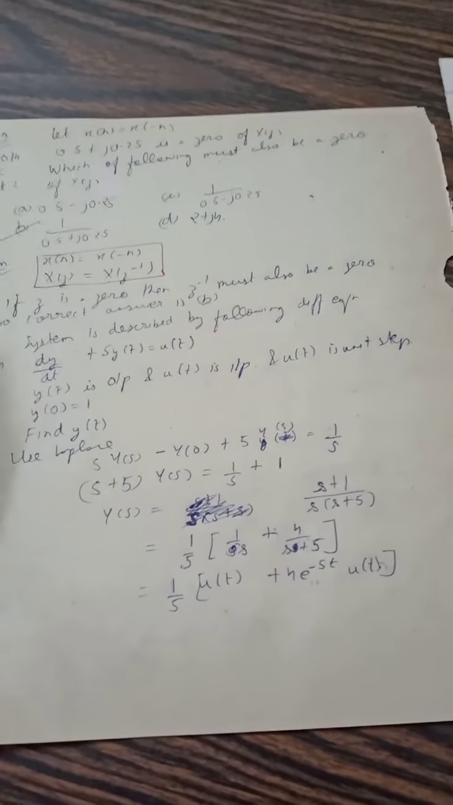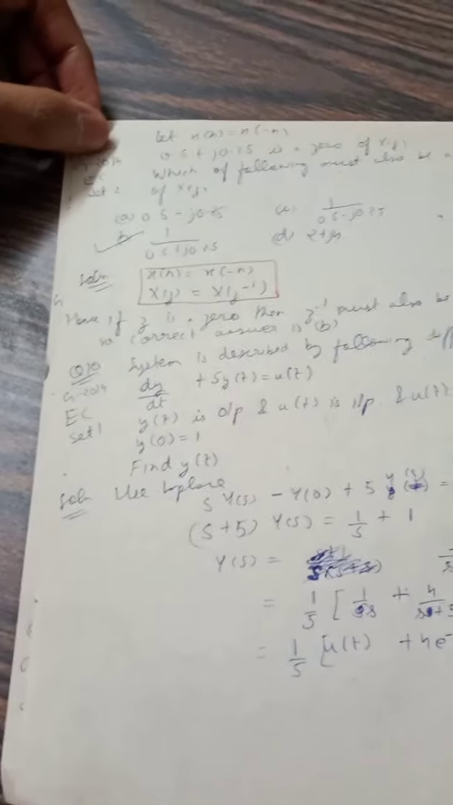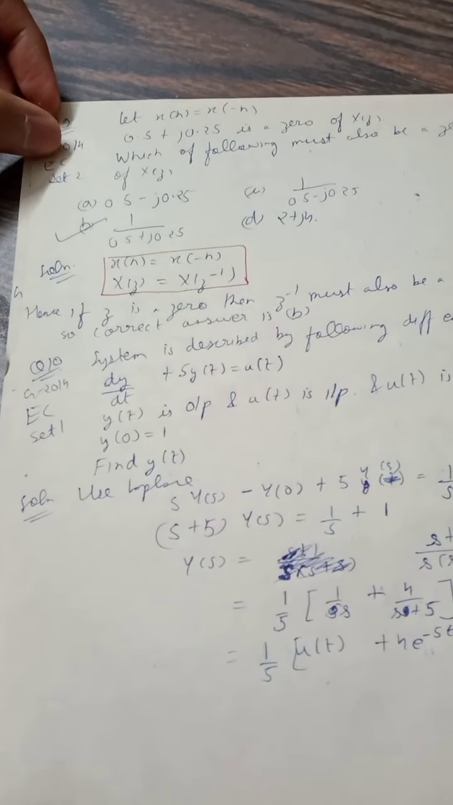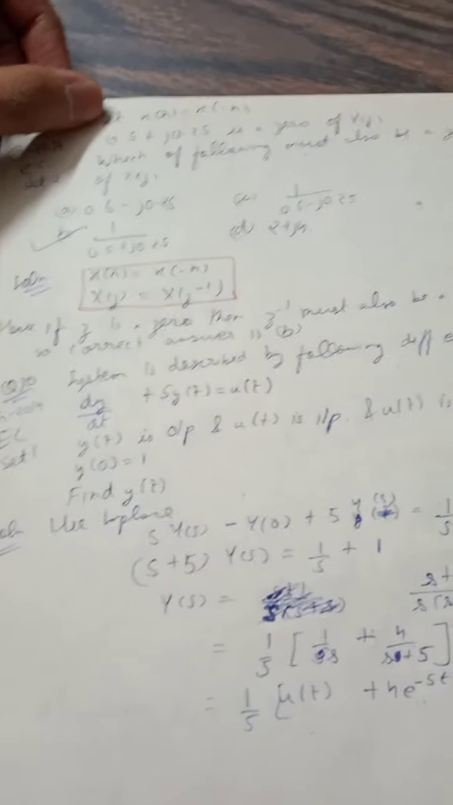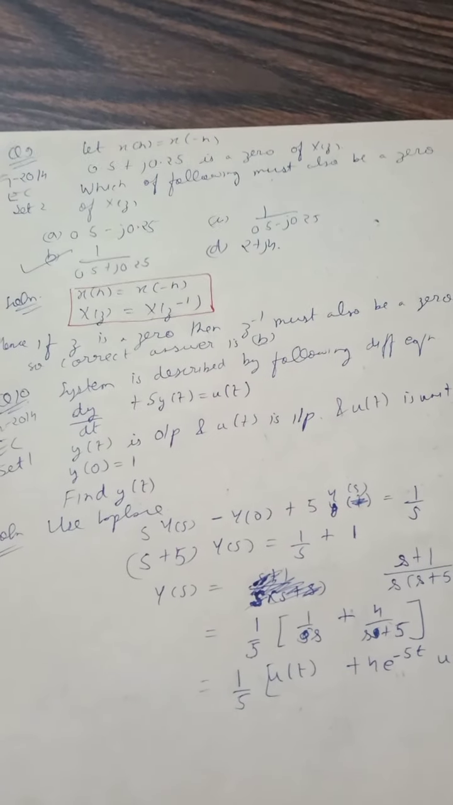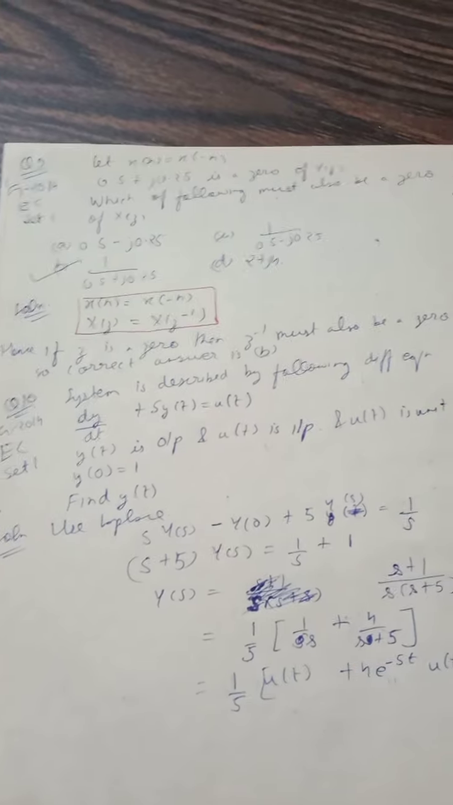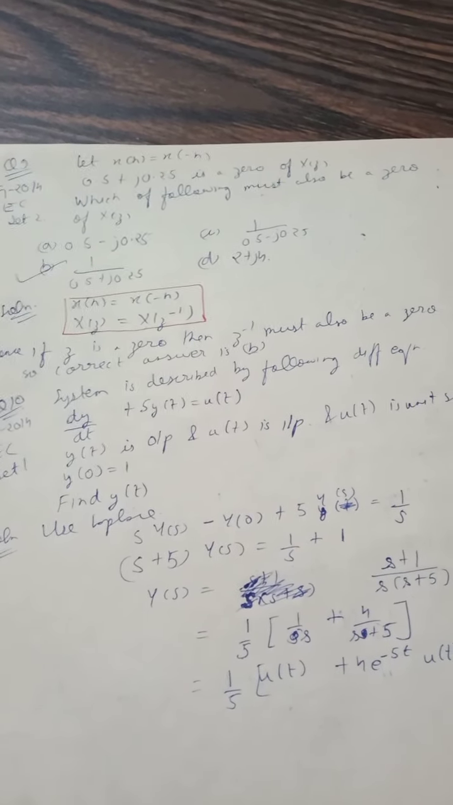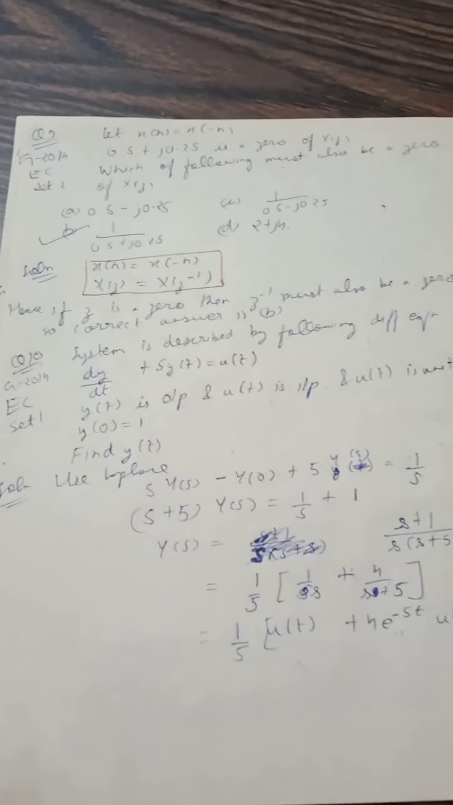In this video, we will be doing questions on signals and systems. This is GATE 2014 question from EC Set 2. It says that if x of n is equal to x of minus n, and 0.5 plus j 0.25 is a 0 of X of z, then which of the following must also be a 0 of X of z? So we are given four options.